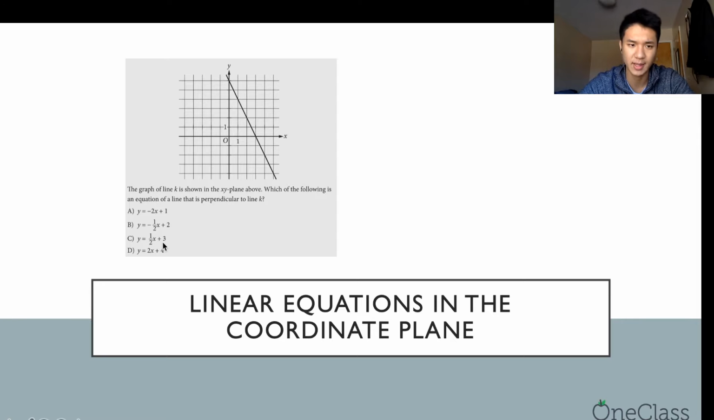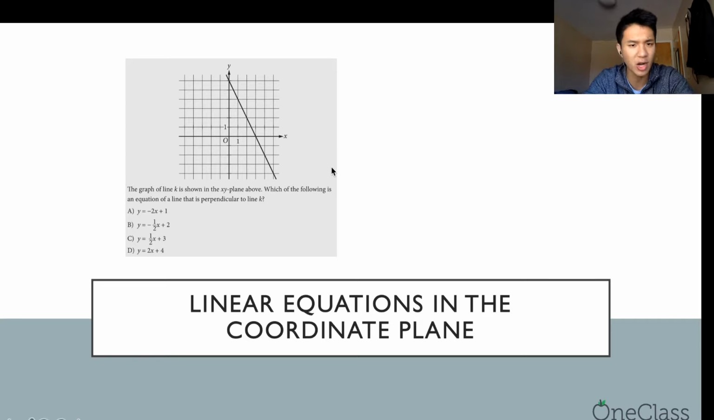So how might this be tested on a SAT math question? We can see here that this graph is given to us in the coordinate plane, and we say that this is a graph of line K in the XY plane. Which of the following is the equation of a line that is perpendicular to line K? Again, I don't think I would say this is the most commonly tested type of question, but you should not be surprised to see a question testing this concept.